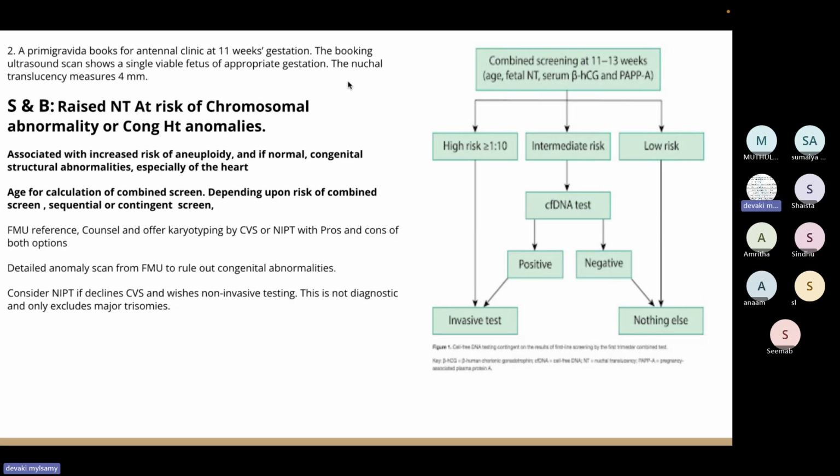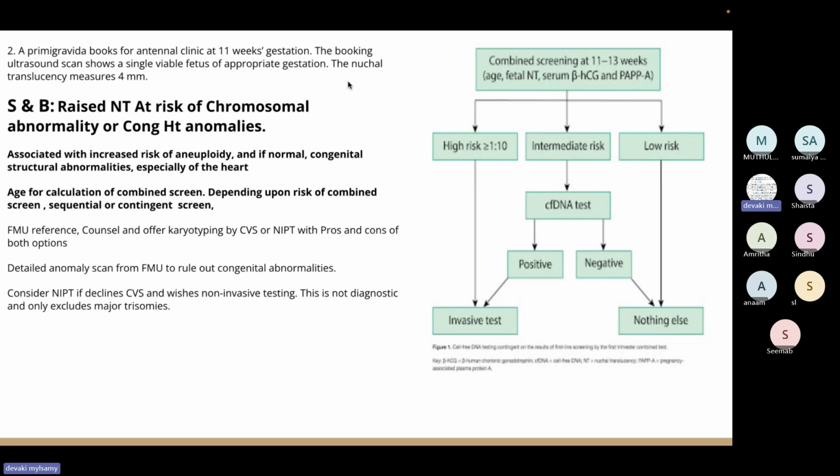So the sequential or contingent screening will depend upon the risk, whether she is high risk, intermediate risk, or low risk. They will either offer her non-invasive prenatal testing or invasive prenatal testing by discussing pros and cons of both the options. Non-invasive prenatal testing is not a confirmatory test. Even if it turns out positive, she will be guided regarding invasive testing. And in this invasive testing, the chances of having miscarriage will be discussed, chances of having infection will be discussed. So these all will be discussed in FMU, if the combined screen is abnormal.